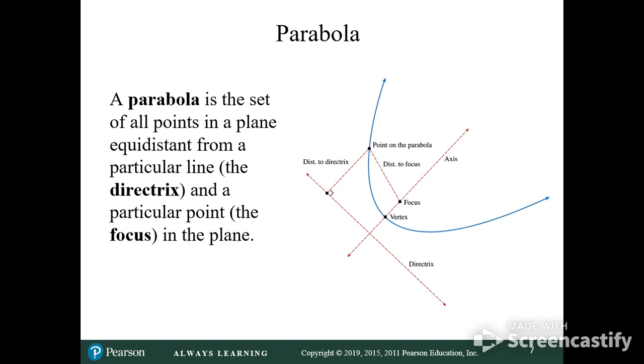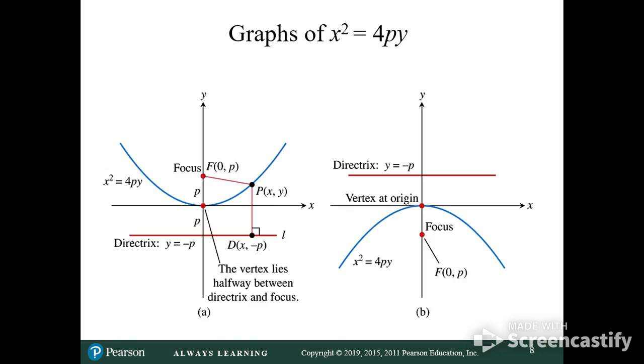But we're going to add in what is called the directrix line. The vertex is halfway in between the focus and the directrix line. Any point on the parabola, like a point out here somewhere, is the same distance away from the focus and the directrix line. So a parabola is a set of all points equidistant from both the directrix line and the focus. It's going to wrap around the focus.